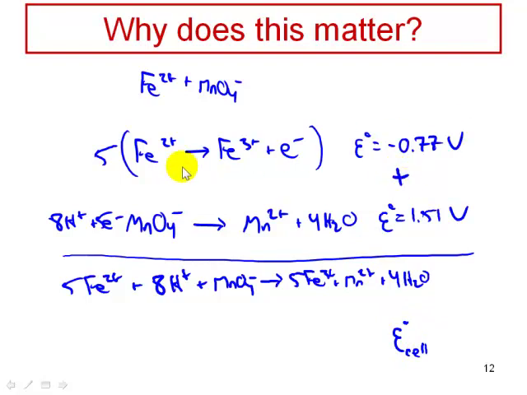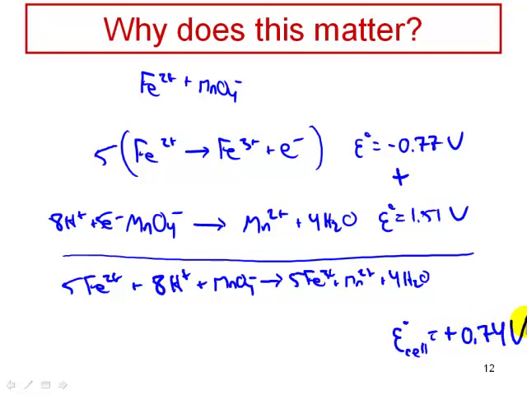Now you're going to say, well, Mr. Harper, wait a second. If I multiply this half reaction by 5, don't I multiply the potential by 5? The answer to that is no. You don't multiply the cell potential. The reason being this is an intensive property and does not depend on the amount of this we have going on. Okay? So if we just do this in our heads, the cell potential is positive 0.74 volts.